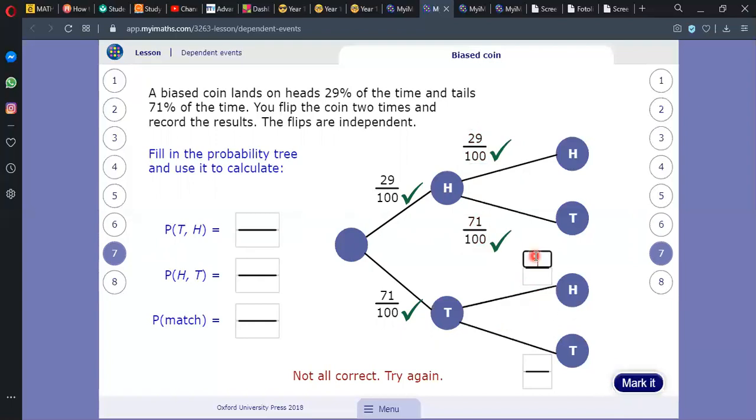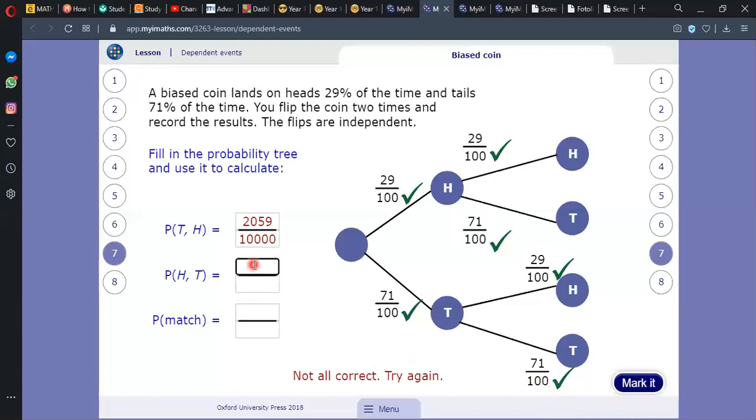Same thing happens here as well, because nothing is changing in this case. Still 29 over 100 for head, and also 71 over 100 for tail. And that is correct. Now, when it comes to probability of tail and head, this is tail, this is head. So tail and head will be 71 over 100 times 29 over 100, okay? Times that, that should then give you 2059, divided by, when you multiply all of this, 100 times 100 should give you 10,000.